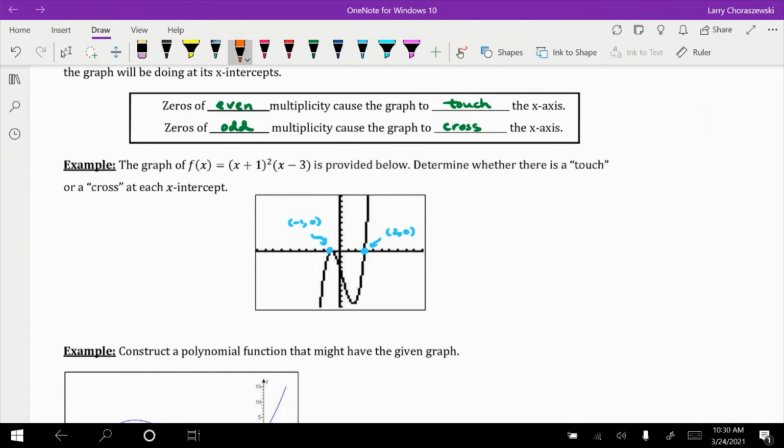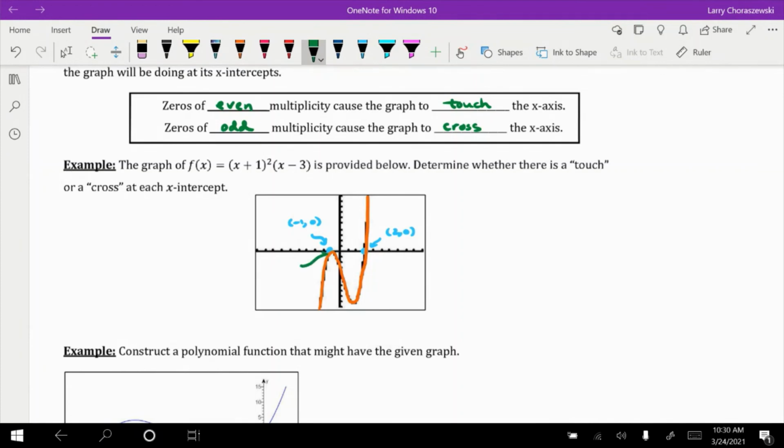Now, to illustrate what's happening, whether it's a cross or a touch, let's imagine tracing this graph from left to right. And I'm going to do it with my orange pen here. If we start at the left end of the graph, we're increasing until we get to this x-intercept. And the graph doesn't go through that x-intercept. It's as if it's a little force field on the graph. What happens is the graph kind of bounces off the x-axis to head in the other direction. And then when it comes up to the second x-intercept, the graph goes through it.